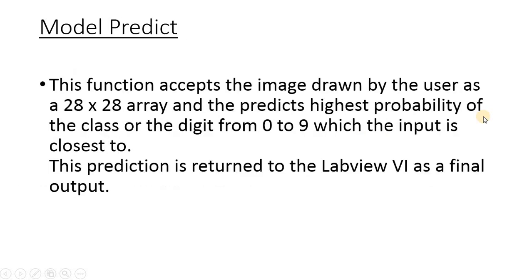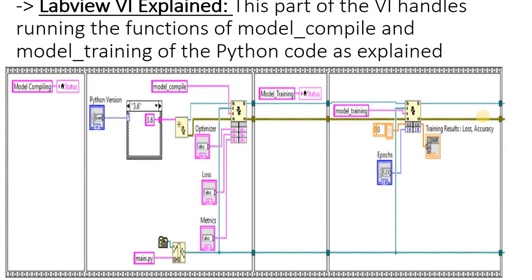Remember, model predict is the function that accepts the image drawn by the user as a 28 by 28 array and predicts the class, or the digit from 0 to 9, which the input is closest to, with the highest probability. The prediction is returned to the LabVIEW VI as the final output.